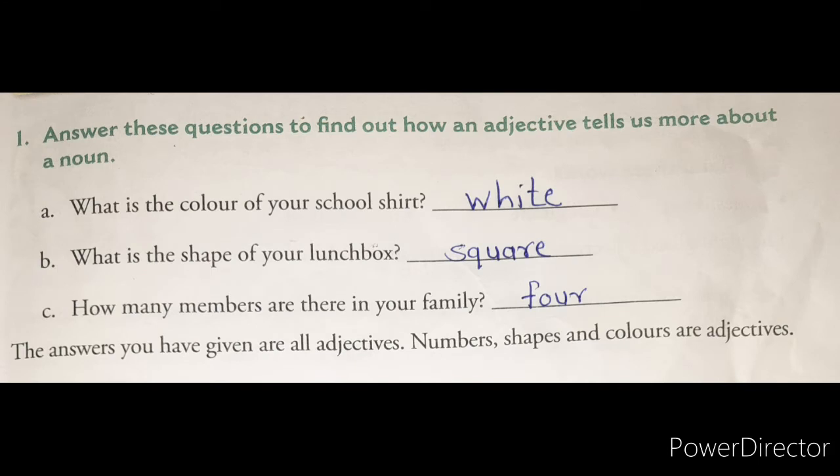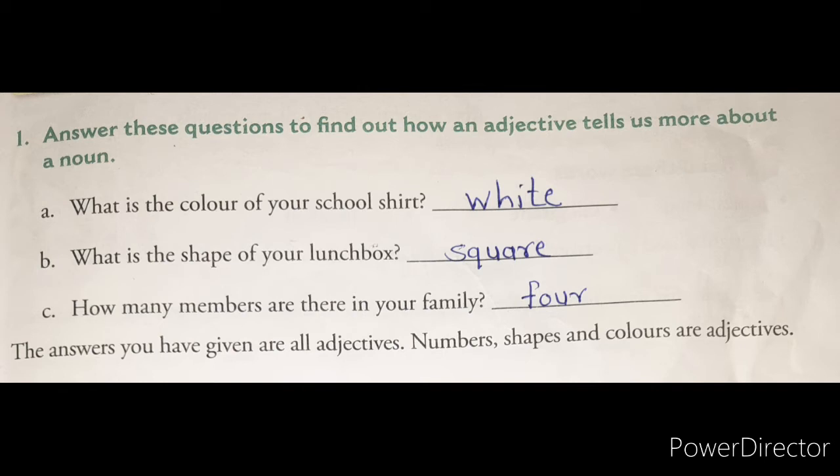First, answer this question to find out how an adjective tells us more about a noun. First, what is the color of your school shirt? That is white. B. What is the shape of your lunch box? Your tiffin. You're having a tiffin, that tiffin's shape you have, right? Maybe it is square, rectangle. Which shape you are having of your lunch box, that you have to write.